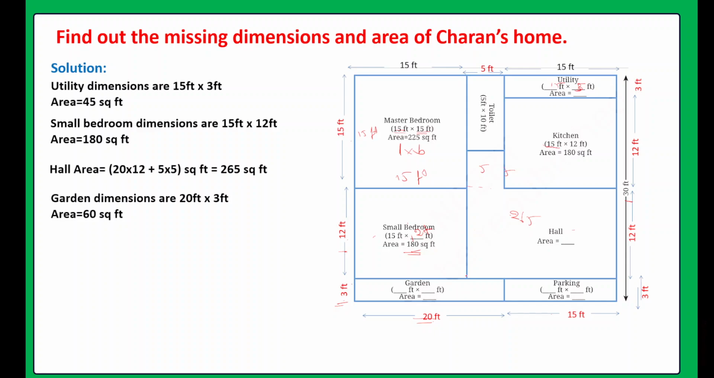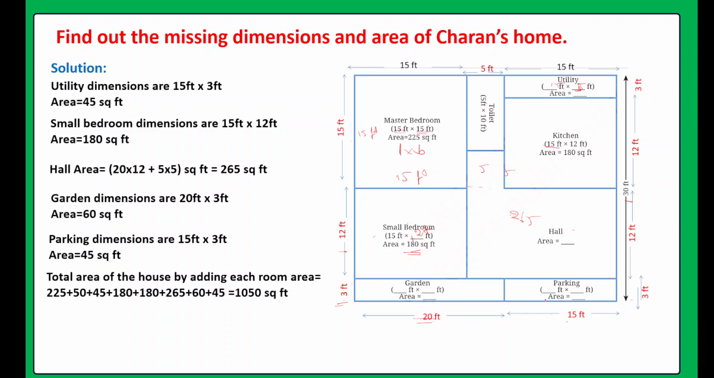Next we observe this is 12 feet. Then parking dimensions are 15 feet by 3 feet. The area is equal to 45 square feet. Now let us add the total area of the house by adding each room's area. First, master bedroom area 225. Then toilet area is 50. Then utility area 45 square units.